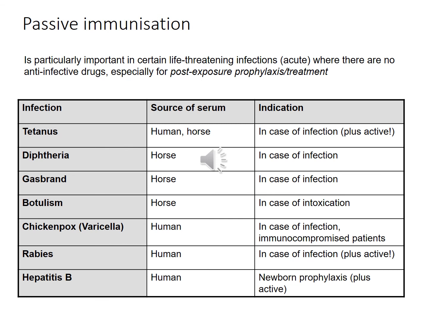Chickenpox, varicella, can be given to immune-compromised patients in case they're exposed to infection. Rabies is an absolute lifesaver. So passive immunization for rabies can be given to persons that have been directly exposed before they show any symptoms, when it is too late. Hepatitis B can be given as a newborn prophylaxis to babies in case there's a risk of transfer from the mother.